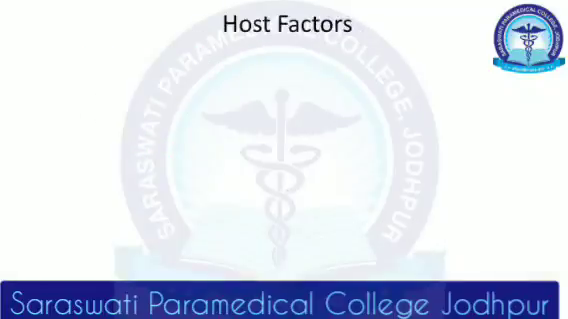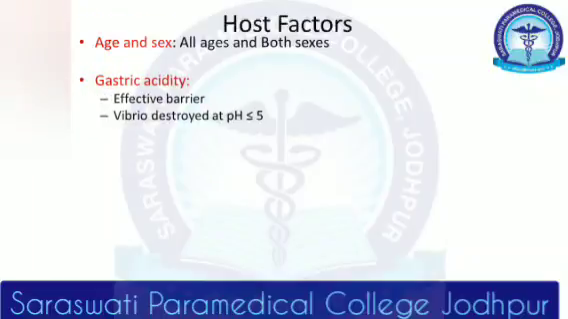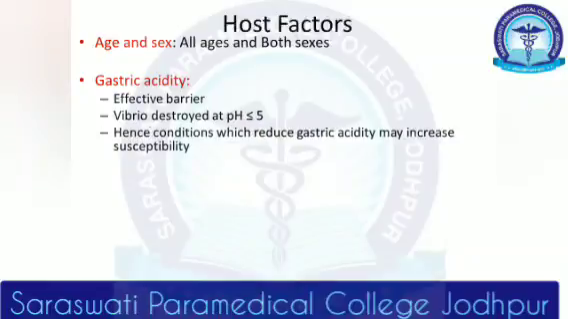Host factors. All ages and both sexes are equally susceptible to cholera. Gastric acidity is an effective barrier. Vibrio is destroyed at a pH of 5 or lesser, and hence conditions which reduce gastric acidity may increase the susceptibility to cholera.